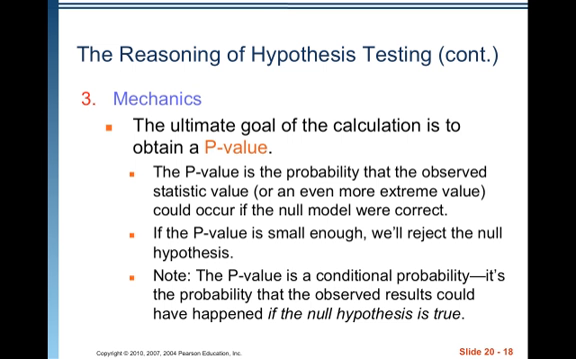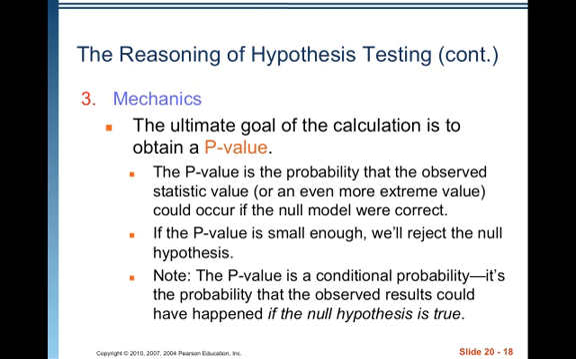Okay, this is extremely important that you know this. So really focus in if your mind has been wandering. The p-value is the probability that the observed statistic value, or an even more extreme value, could occur if the null hypothesis were correct. So it's the probability that we would get a result at least as extreme as the one we did if the null hypothesis were true.